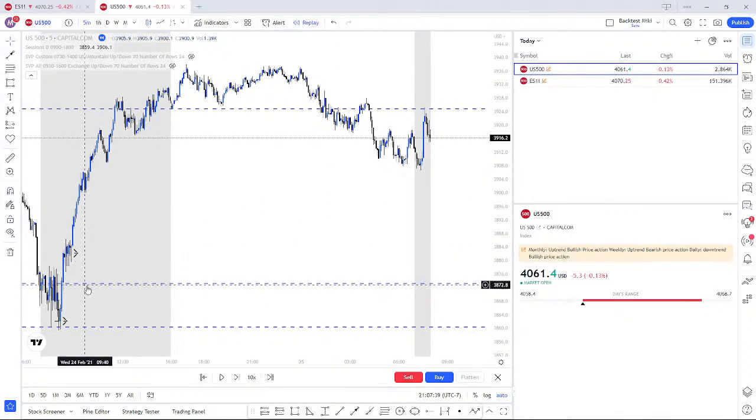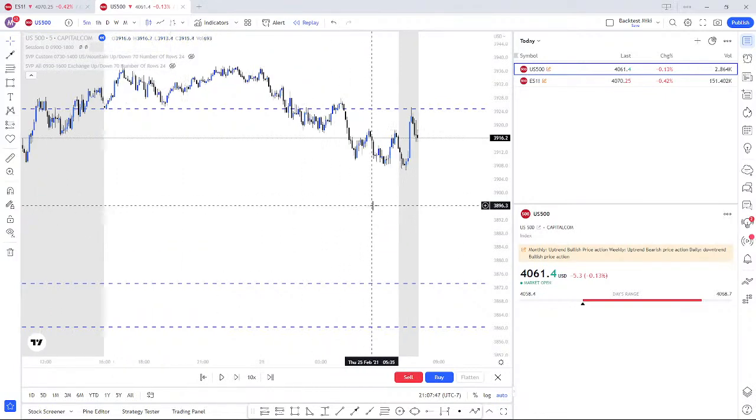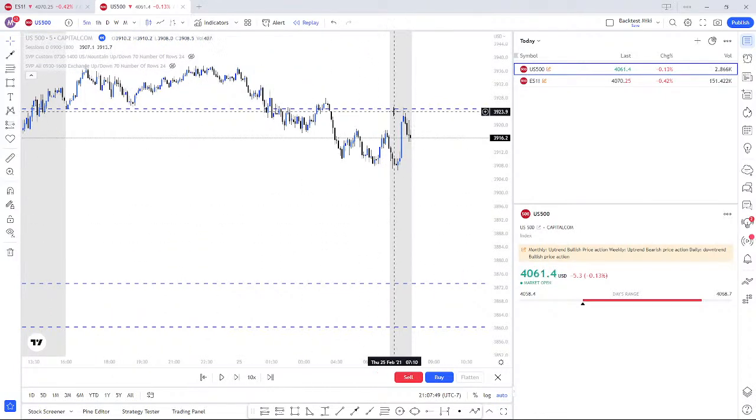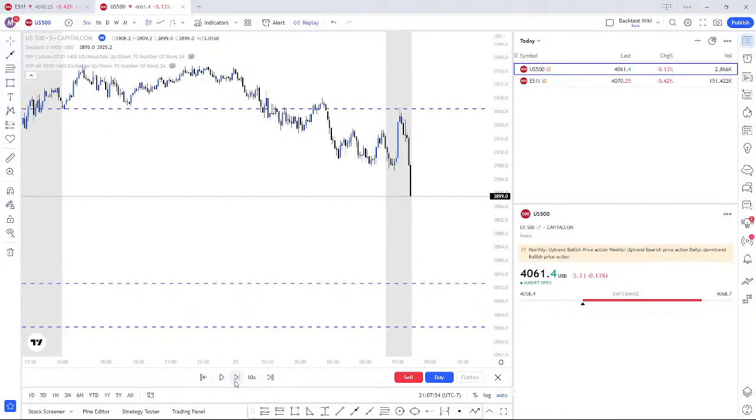There's this base here which aligns with this right here, so this will be a very good place to buy from. And then there's this base here. So let's see what price wants to do. Otherwise, we could get a short around here. It's not the best though.